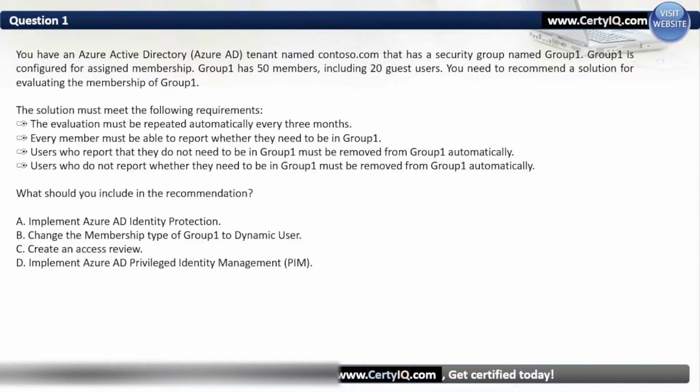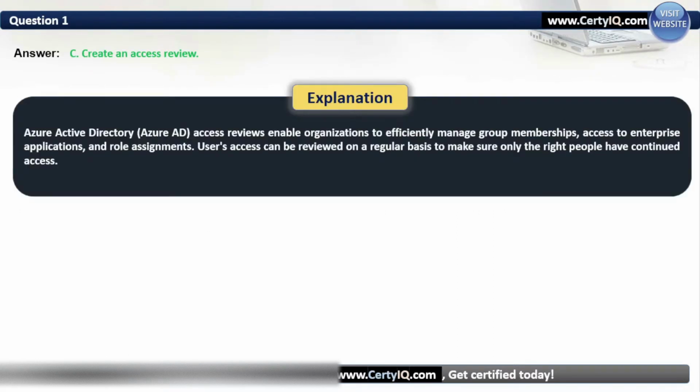The correct option is C. Create an access review. Azure AD Access Reviews enable organizations to efficiently manage group memberships, access to enterprise applications, and role assignments. Users' access can be reviewed on a regular basis to make sure only the right people have continued access.